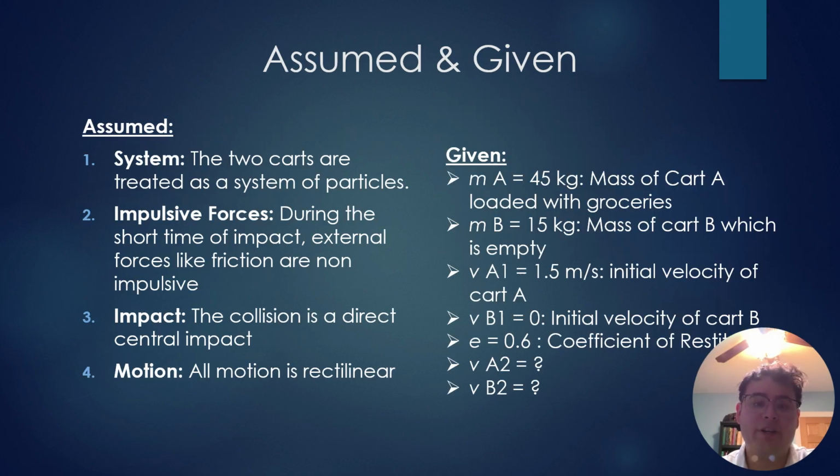We have our givens and assumptions. We have a loaded cart A with a mass of 45 kilograms moving at a speed of 1.5 meters per second. Again, that cart is already loaded with groceries. We have the empty cart B with a mass of 15 kilograms, which is initially at rest. And then we're going to model the bounce using a coefficient of restitution for this plastic and metal impact. We'll assume the value of e equals 0.6.